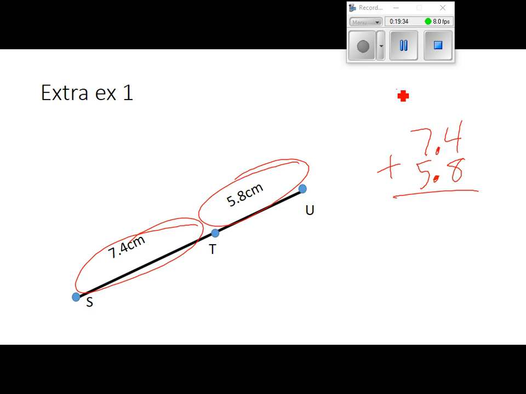I don't know which one it is. It's 13.2. Which one? 13 or 14? 13. 13.2 is the correct answer.